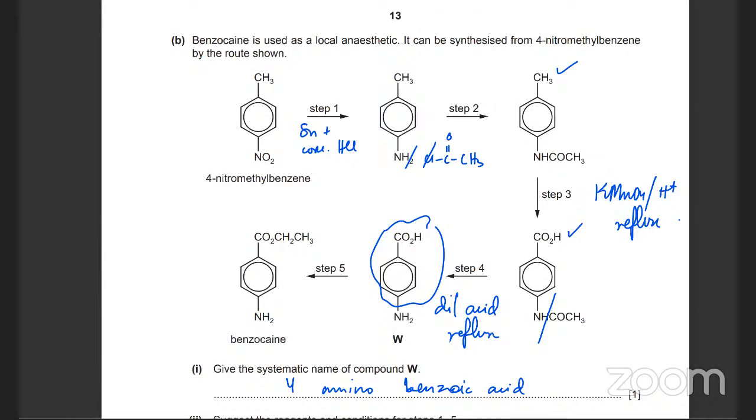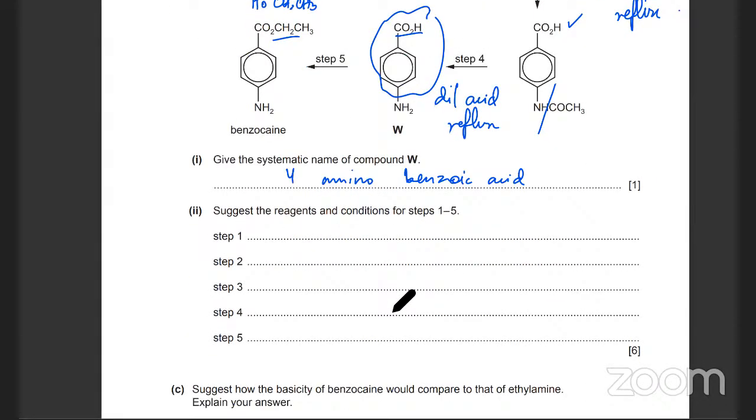The next one is step number 5. What's step number 5? It's an ester formation. The carboxylic acid turns into an ester, so you're adding an alcohol to it, which is specifically ethanol. All you need is concentrated H2SO4 for that. Remember, it's a carboxylic acid, so that's fine. Okay, so that's how ester formation would happen.